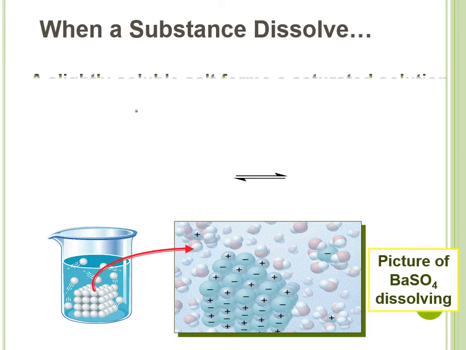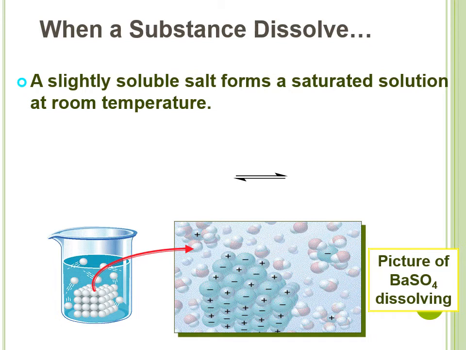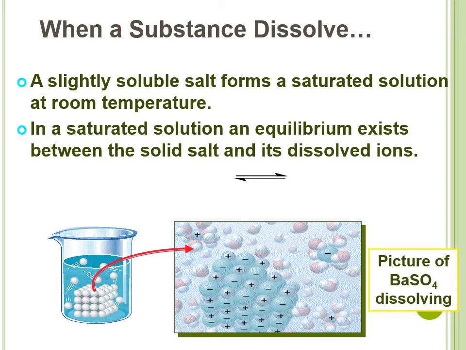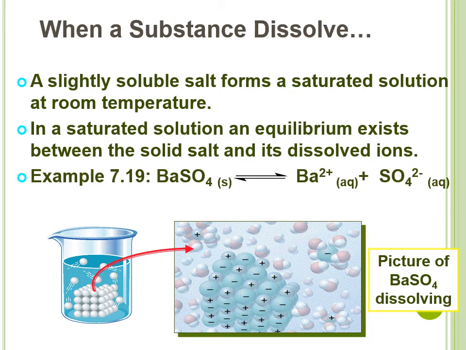Let's look at the definition even more in detail. When a substance dissolves, a slightly soluble salt forms a saturated solution at room temperature. So in a saturated solution, an equilibrium exists between the solid state and its dissolved ions. For example, barium sulfate solid dissociates or ionizes to become barium ion, Ba2+ aqueous, and sulfate ion aqueous.